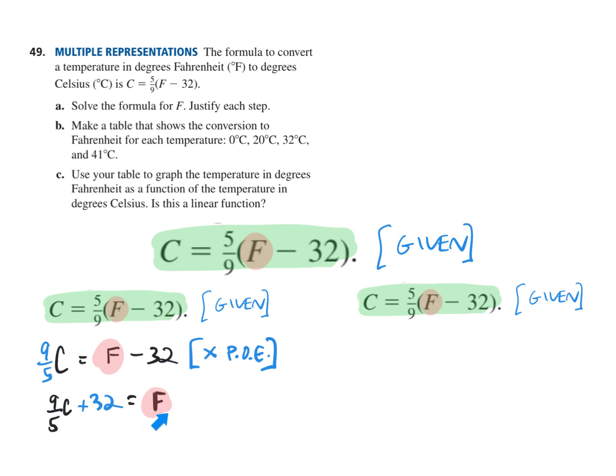And now we've isolated f, and what gave us a right to go from here to here was we added 32 to both sides of the equation. That is the addition property of equality.